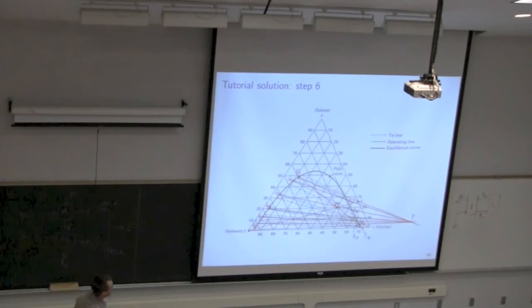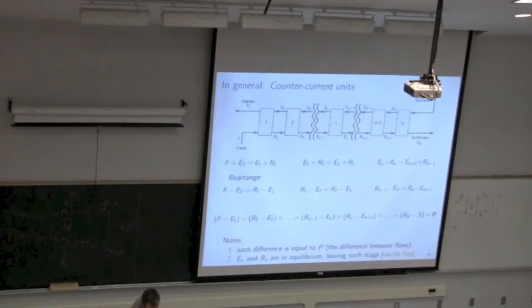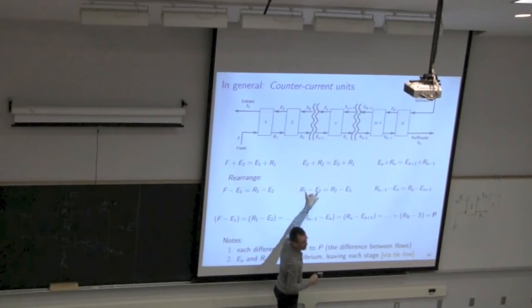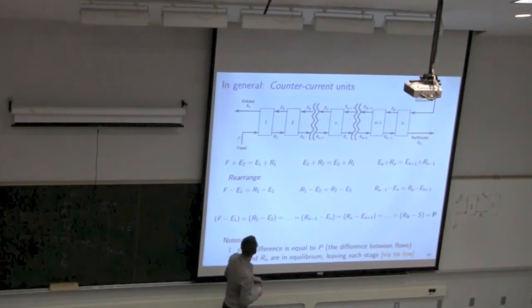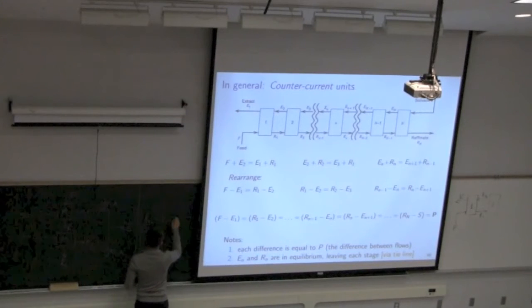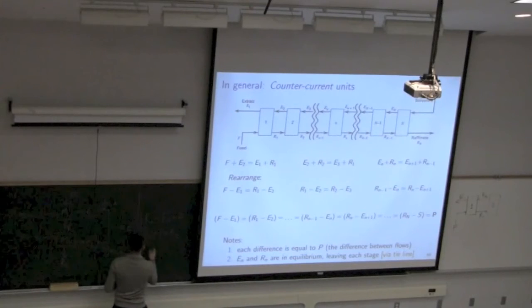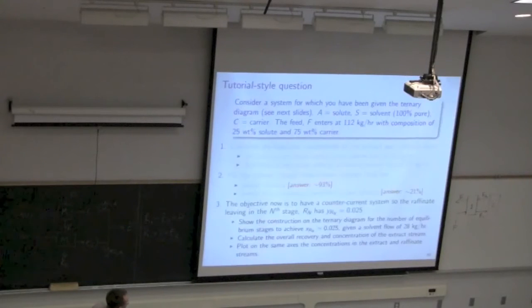How did I get E2? Okay, let's go back to the equations up here. For my operating point, E2 and R1 are on a line that's connected with P. So R1 minus E2 is equal to P. Another way to say that is R1 plus P equals E2, so I know that these three points are on the same line.